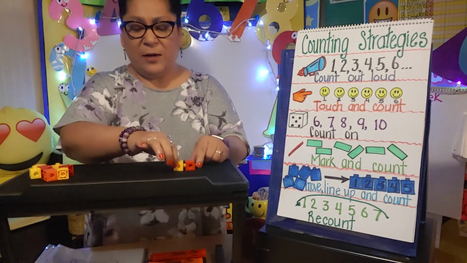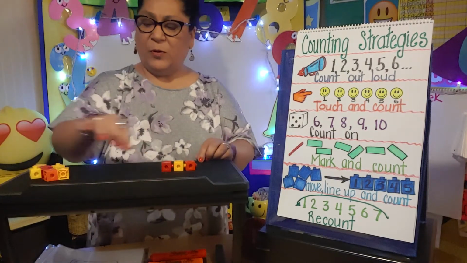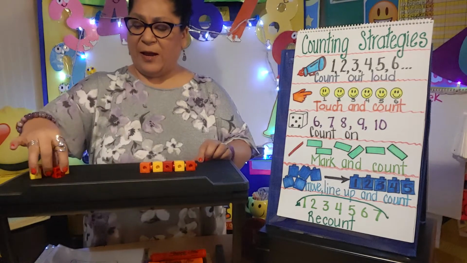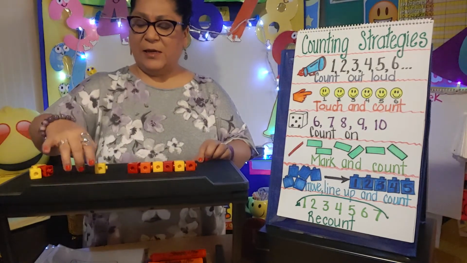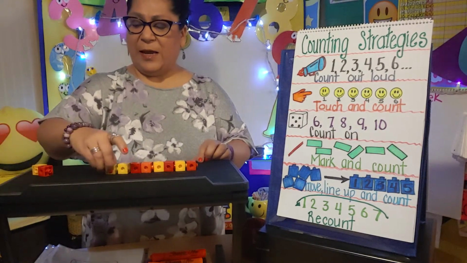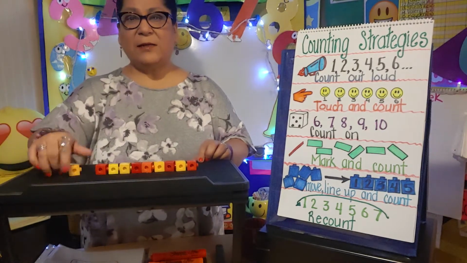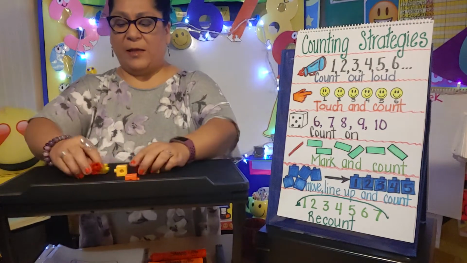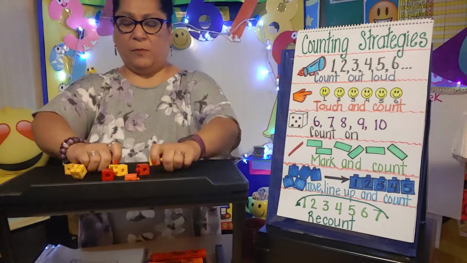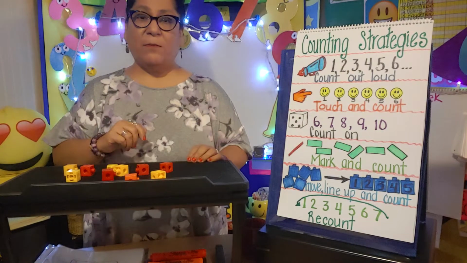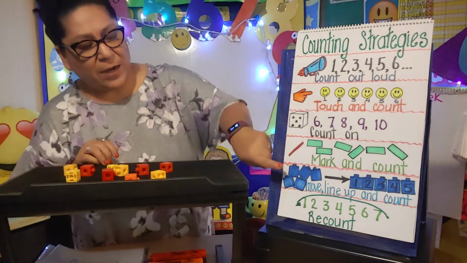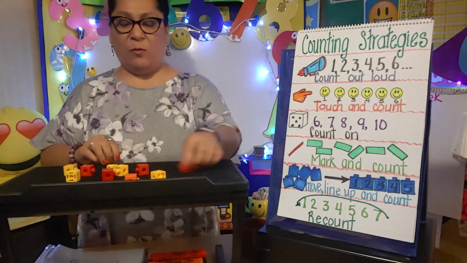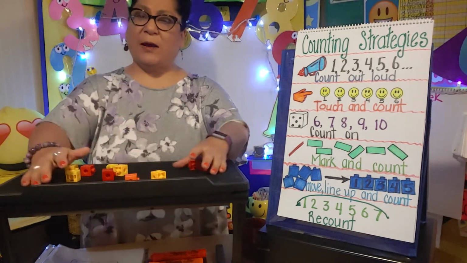1, 2, 3, 4, 5, 6, 7, 8, 9, 10. Now you have 10. When you have all like this, you can use one of those strategies, but right now I'm showing you the move, line up, and count. Okay, you move, line them up, and count.